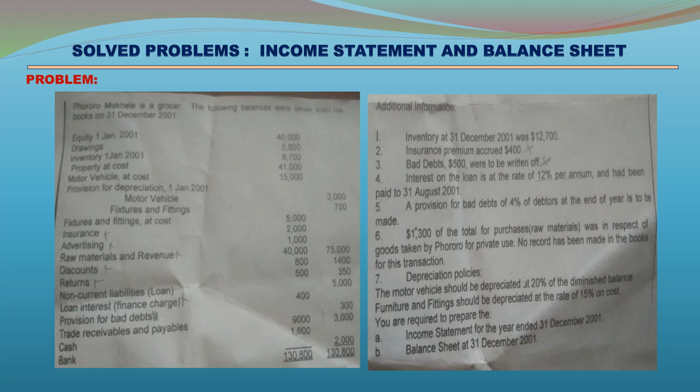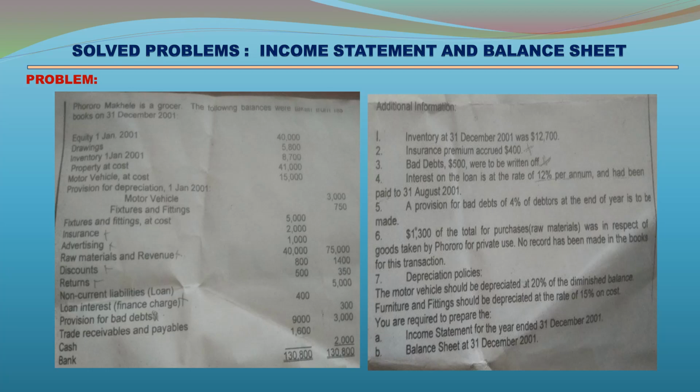1. Inventory at 31st December 2001 was 12,700. 2. Insurance premium accrued 400. 3. Bad debts 500 were to be written off. 4. Interest on the loan is at the rate of 12% per annum and had been paid to 31st August 2001. 5. A provision for bad debts of 4% of debtors at the end of the year is to be made.